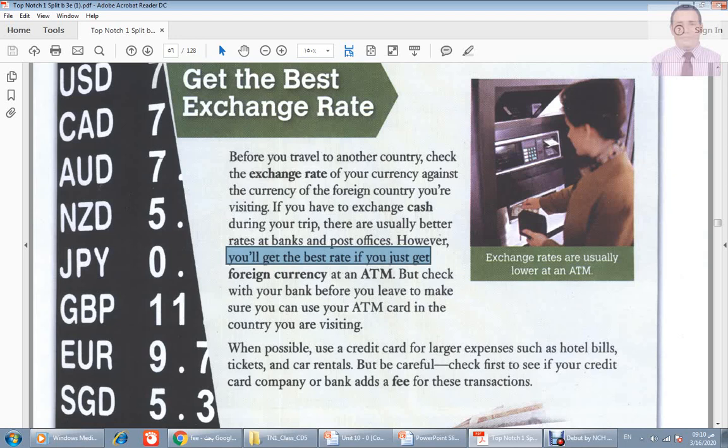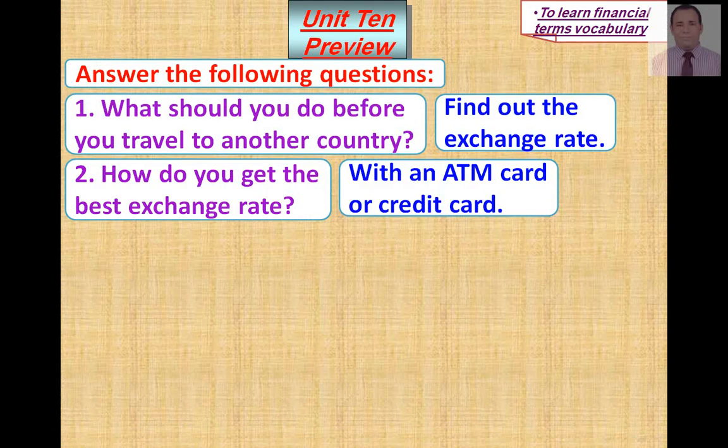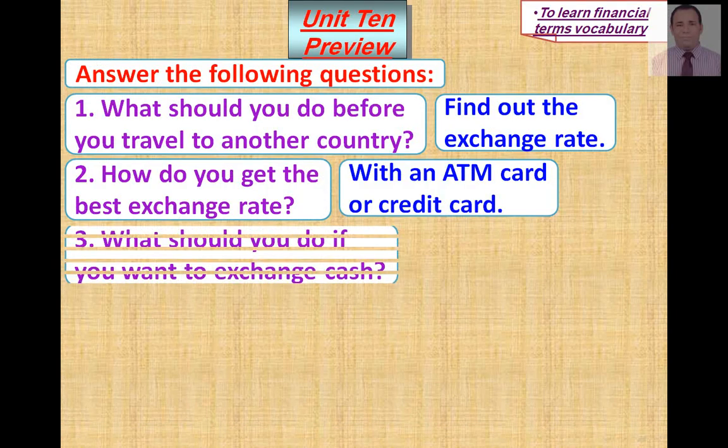But check with your bank before you leave to make sure you can use your ATM card in the country you are visiting. Sometimes when you travel outside Saudi Arabia, it's not allowed to use your credit card in the country you are visiting. So you have to check if it's okay to use your ATM card there or not. Let's move to the next question.